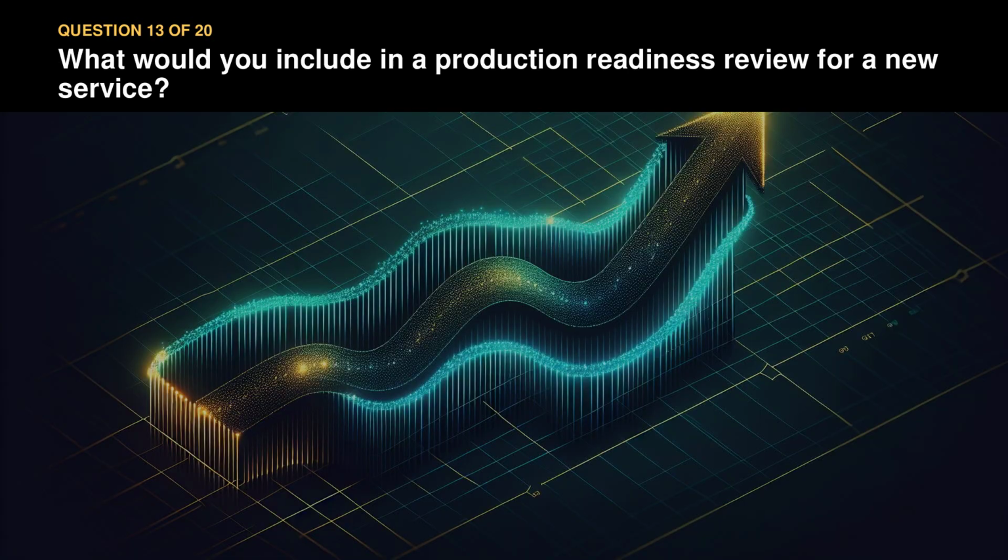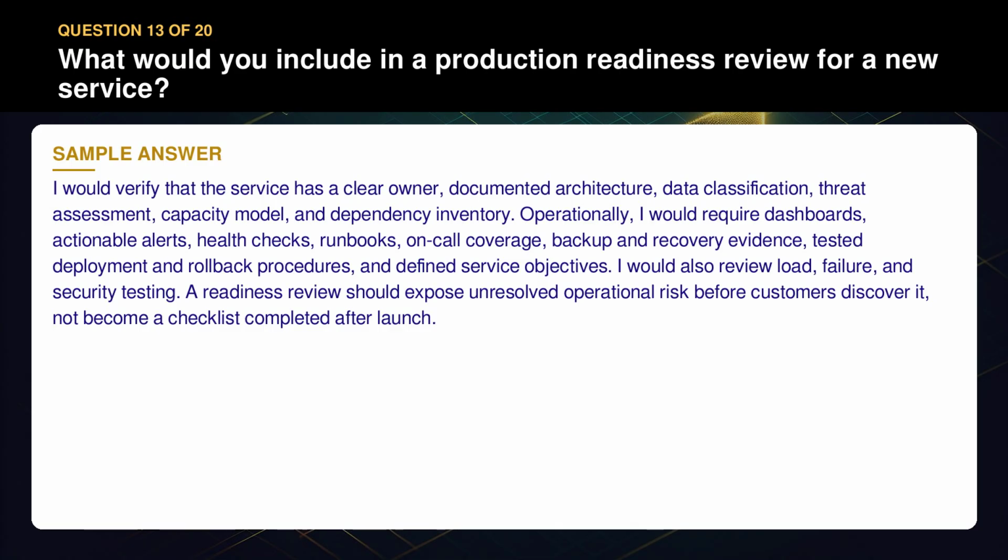Question 13. What would you include in a production readiness review for a new service? I would verify that the service has a clear owner, documented architecture, data classification, threat assessment, capacity model, and dependency inventory. Operationally, I would require dashboards, actionable alerts, health checks, runbooks, on-call coverage, backup and recovery evidence, tested deployment and rollback procedures, and defined service objectives.